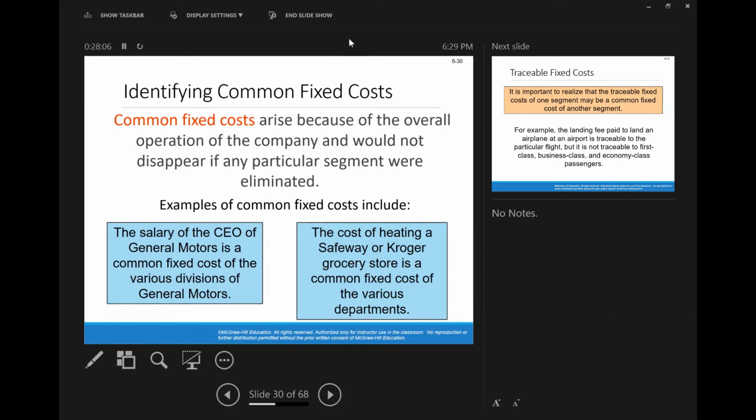The cost of heating a Safeway or Kroger, which in our terms is Rouse's, or what's another grocery store? Robert's, Winn-Dixie. So for a grocery store, heating is a common fixed cost of the various departments. So just because you're not selling, maybe Rouse's has a segment where they sell hot foods and crawfish and stuff. Maybe they get rid of that segment, but they're still going to have to heat the building. That doesn't go away. So that's just a common fixed cost that will not go away if we don't have the segment.